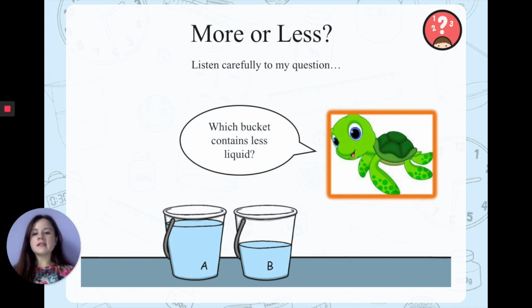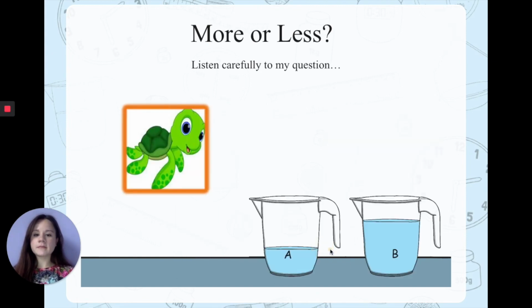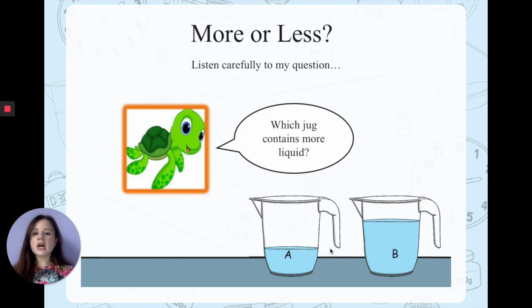Which bucket contains less liquid? Is it A or B? B has less. B has less than A. B is less than A with our sign here. Well done if you got it correct. Which jug contains more liquid? Is it A or B?